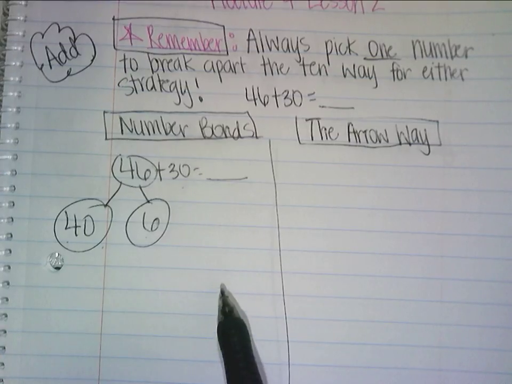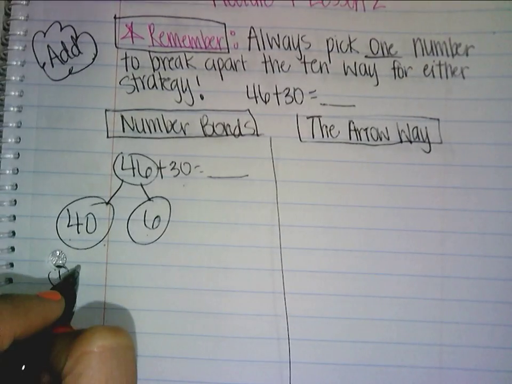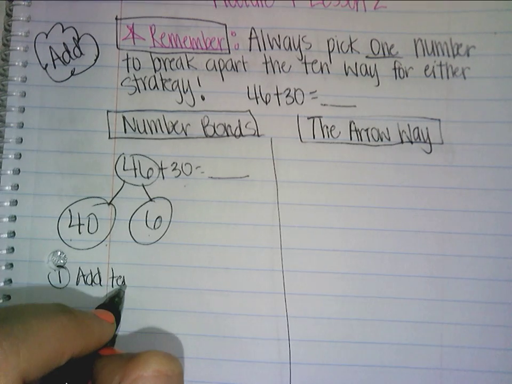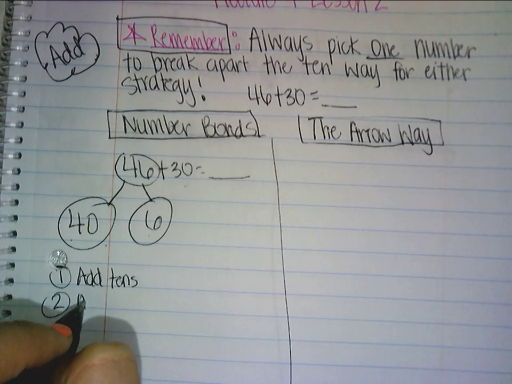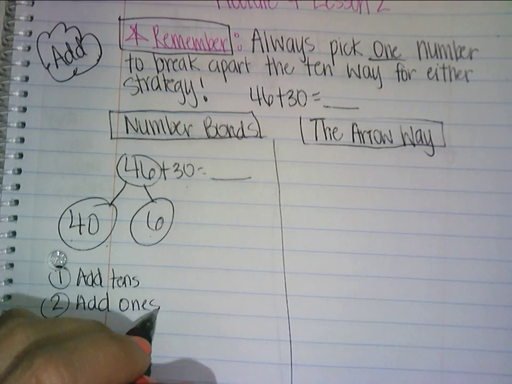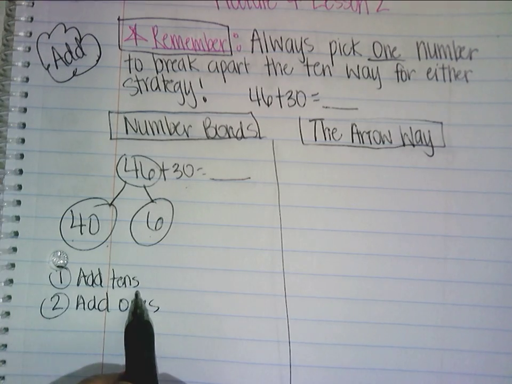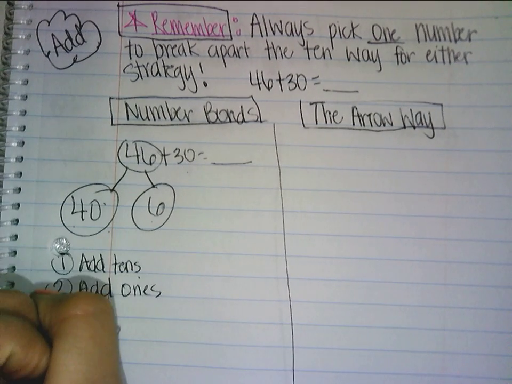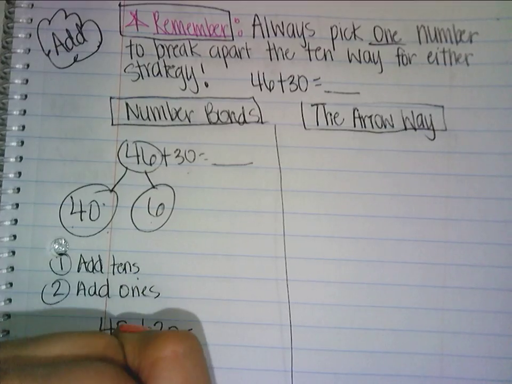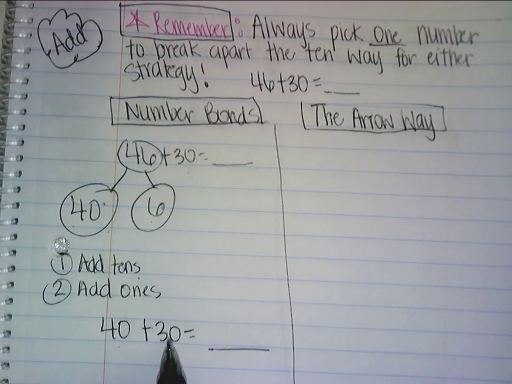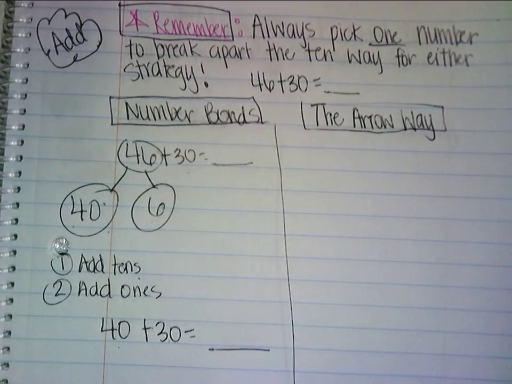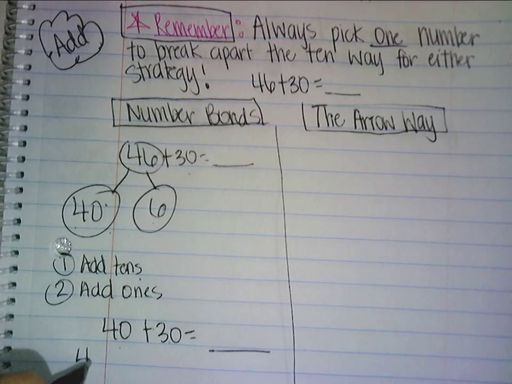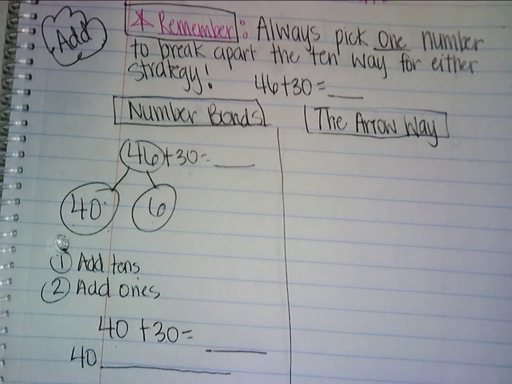First you're going to start with the tens. So you add the tens, then you add the ones to that number. So first I'm going to add the tens. That would be 40 and 30, so 40 plus 30. 4 tens plus 3 tens equals 7 tens. So that's 70. Or you could use a number line.